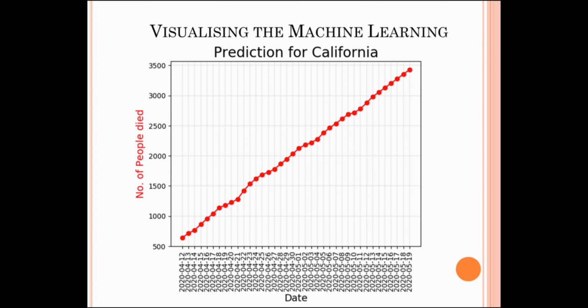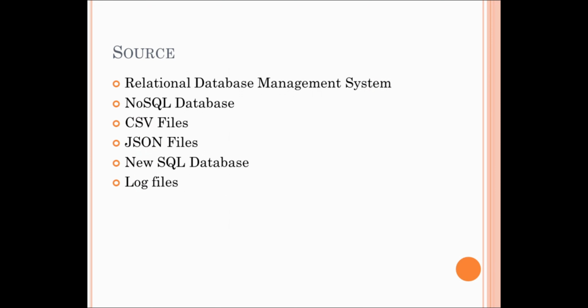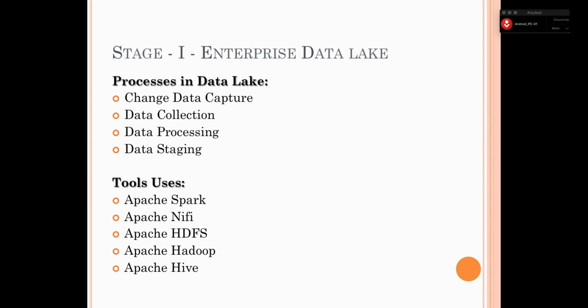As I mentioned earlier, I am using WebSource for this process, but we can also use the following data sources for this process flow. Stage 1, Data Lake. The Enterprise Data Lake process consists of change data capture, data collection, data processing, and data staging, and the tools used for these processes are shown here.